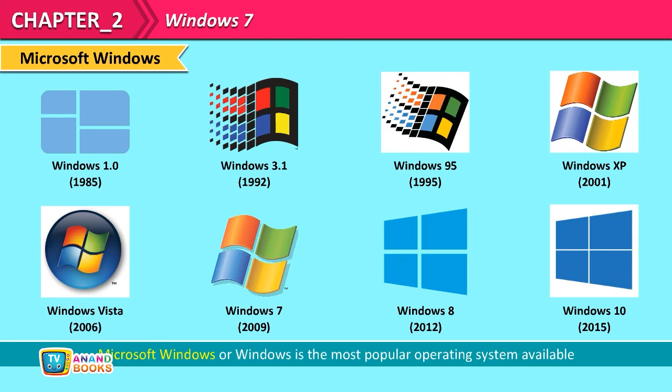Microsoft Windows. Microsoft Windows or Windows is the most popular operating system available for modern personal computers. Microsoft Corporation created the Windows operating system in the 1980s. Over the years, there have been many different versions of Windows like Windows 95, Windows 98, Windows XP, and Windows Vista. The most recent versions are Windows 7, Windows 8 and Windows 10.